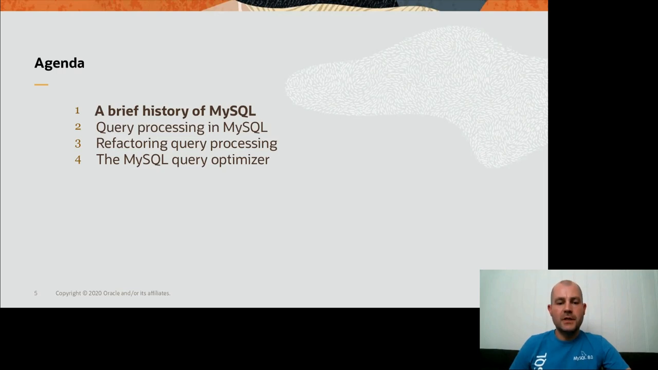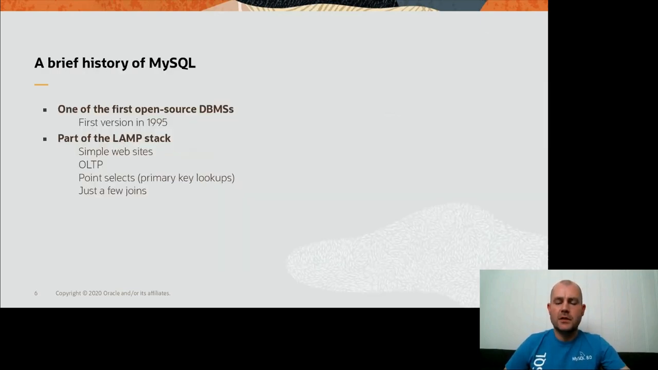So let's start with history. MySQL started, the first release was in 95, or it was an internal release. Version 1 was not released to the public, as far as I know, which makes MySQL 25 years old today. It became part of the LAMP stack, with Linux, Apache, and PHP together, and this became a really popular thing in the 90s and early 2000s. A lot of simple websites started up using MySQL. They grew more and more advanced with time, but they started with very simple OLTP workloads. Basically, single point selects, so you select a single row based on primary key or that kind of thing. Maybe a few joins if you're advanced.